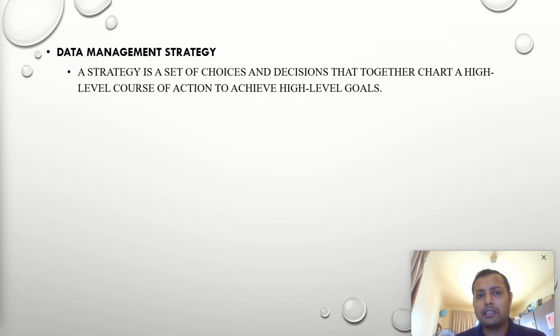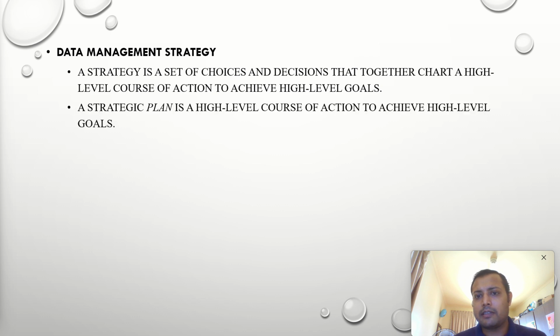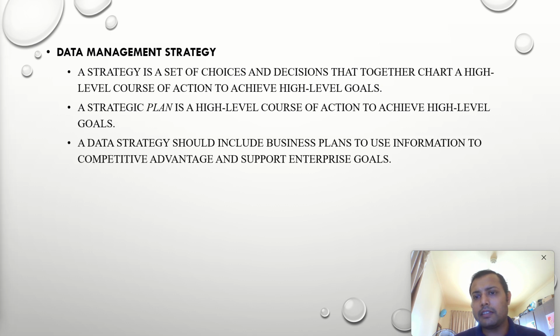So based on each of the moves, you try to visualize what are the next steps that the opponent might be taking. So the strategic plan is more like a high-level course of action that you want to take when you want to achieve a specific goal, right? Now, the data strategy primarily should include these kinds of business plans that you want to use the information for, for competitive advantage and to support the enterprise goals.